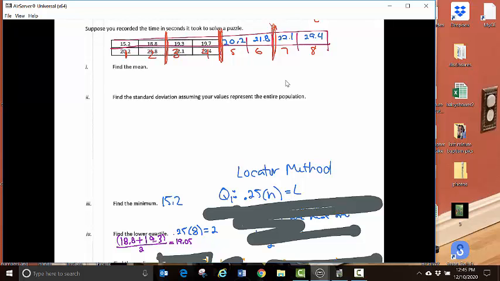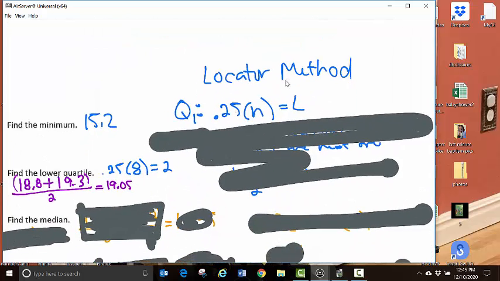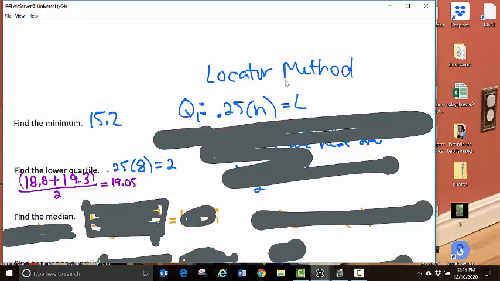Locator method for quartile 1 is 0.25 times n, because it's the 25th percentile, the first quarter. That is your locator. That's not your answer, that's your locator.